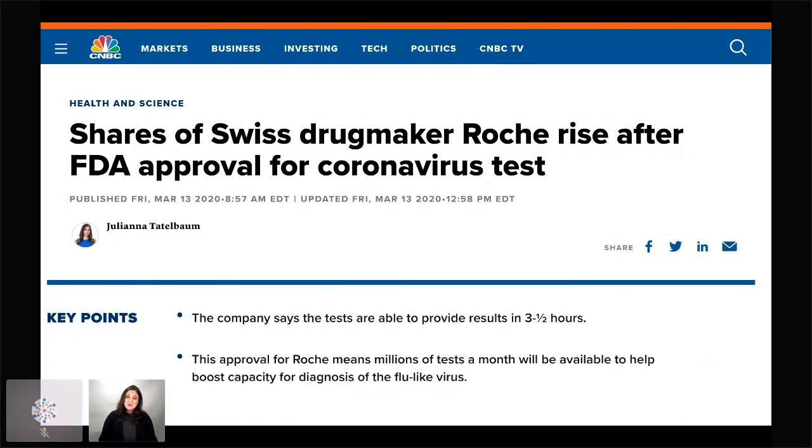However, a few days ago, Swiss drug maker Roche announced that they had a PCR test available, and they would be able to not only give you results quickly in 3.5 hours, but they could potentially make millions of tests available per month. So that will really change the shape of all of these curves, all the data that we have, if our testing capacity goes up.